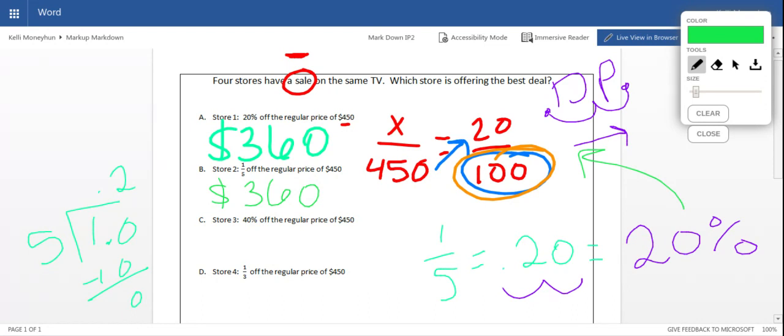Okay, so go ahead and solve store 3 and 4 by yourselves. All right. Remember that after you solve your proportion, you need to go back and subtract from the original price and look out for store 4 because it has a fraction, but if you change that fraction to a decimal, it's a repeating decimal. Okay, so be careful there.